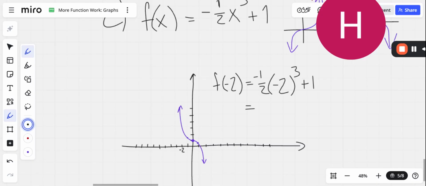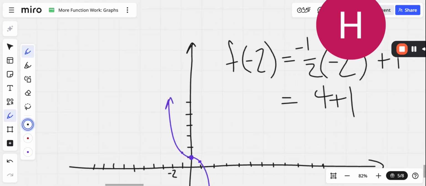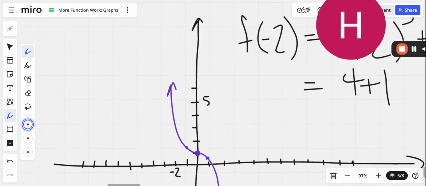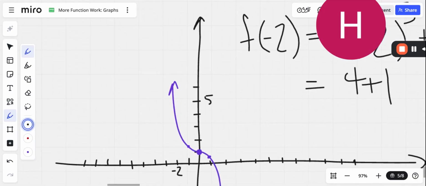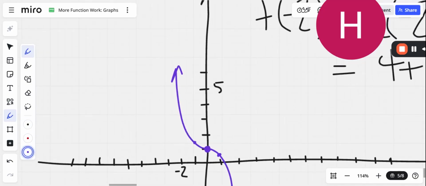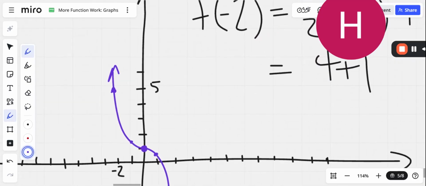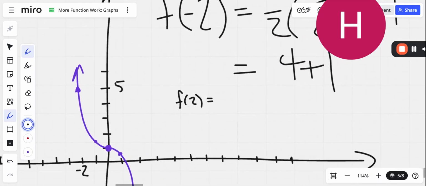And then let's try to plug in +2 and see what happens. So if I plug in +2, this will be -1/2 of +2 cubed, which is -1/2 of 8. So that's going to give us -4 plus 1, which is -3. And so our point here, I didn't really make space for it, but it should be somewhere around the -3.